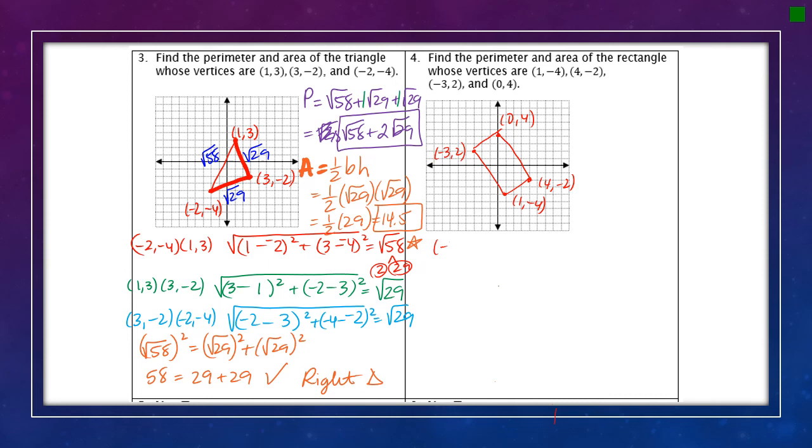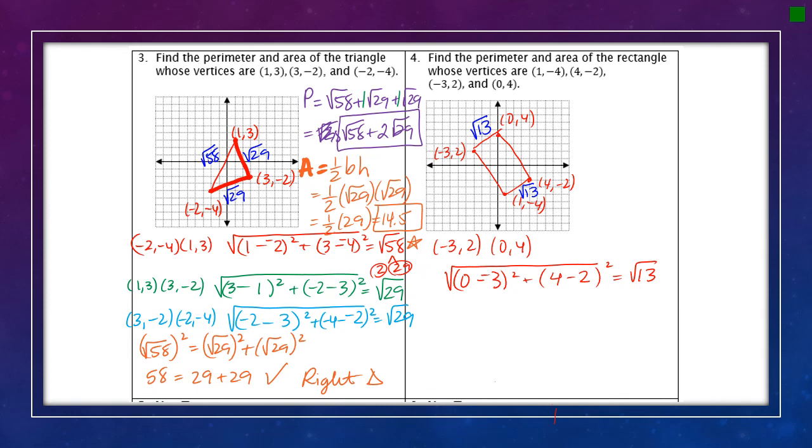So I'm going to use the point -3, 2 and the point 0, 4, and we'll do the distance here. Okay, so I would have 0 minus -3 and 4 minus 2. So we would get 9 plus 4, which is the square root of 13. So that means that both short sides are the square root of 13.